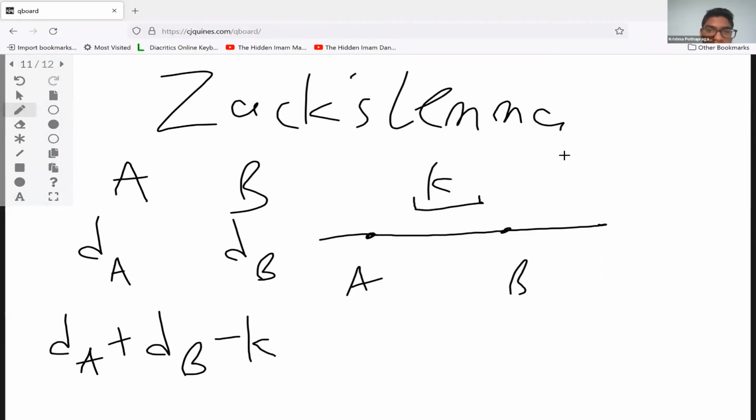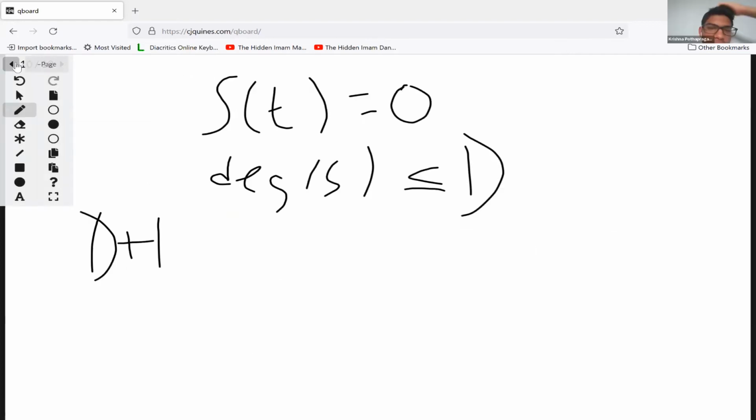Any questions about Zack's lemma? Can you explain how it works? Can you explain the max degree part again of those matrices point?